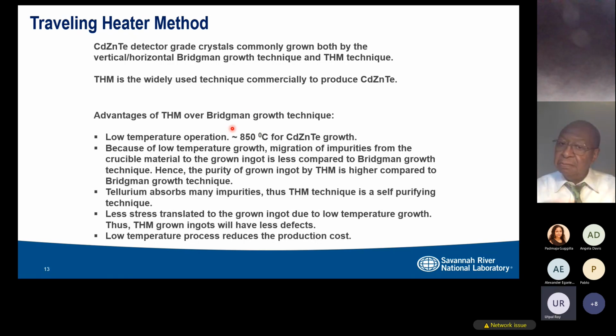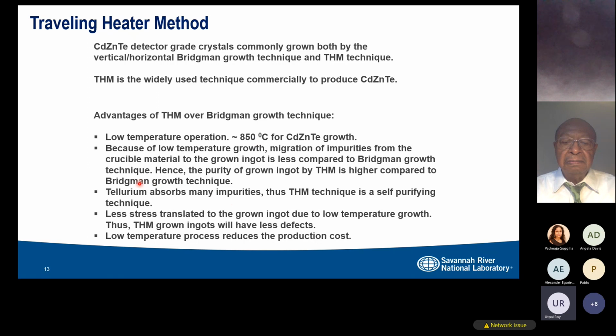But if we grow from a lower temperature, the amount of stress will be much less as compared to the melt grown technique. So you will have less performance limiting defects, those are dislocation walls and other defects.